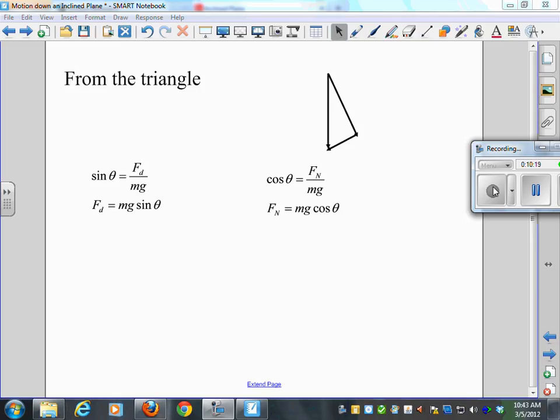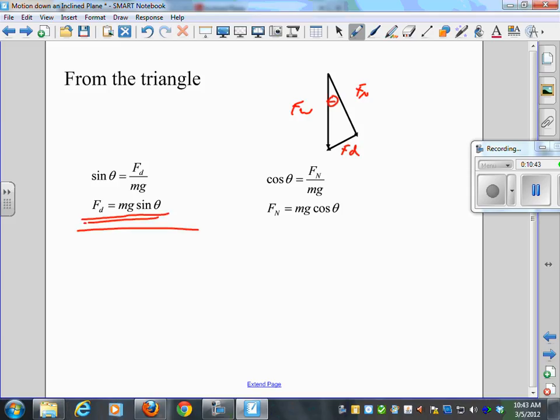So from that triangle right here, remembering that this is theta right here, and this is Fw, and this is Fd, and this is Fn. Well, clearly you can see that Fd is opposite the theta, right? So sine of theta is Fd over mg, or we can say Fd is mg sine theta. That's a new formula for it. Likewise, the normal force component is adjacent to the theta, and so cos theta is adjacent over hypotenuse. So I get Fn over mg, or Fn equals mg cos theta. Those are two things you now need to know.